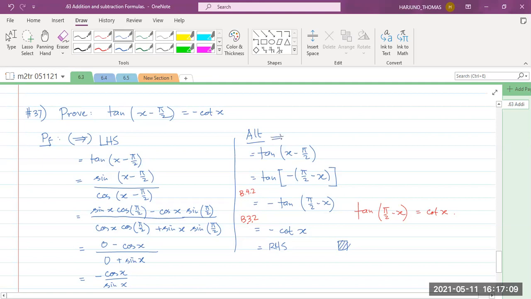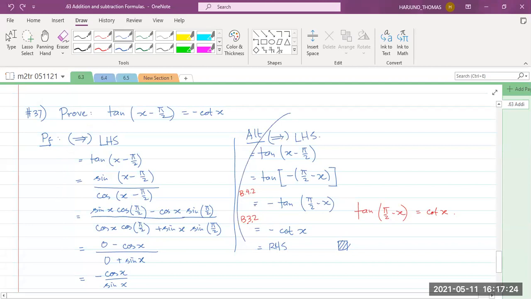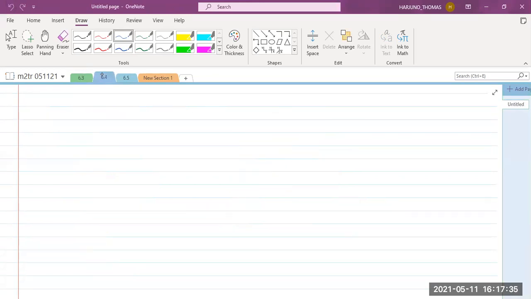The one on the left-hand side, this is the standard proof. I believe that's what the textbook wants you to do. But you can also do it this way, without using the formulas that we have here at all. Now let's go to 6.4. We have double angle formulas.